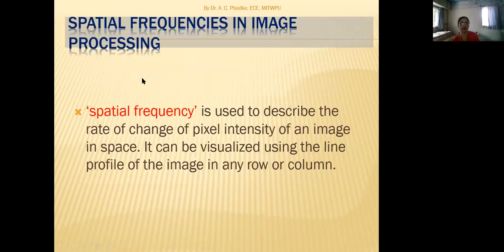Okay, now what is the meaning of spatial frequency or frequencies in case of images? We can define spatial frequency as used to describe the rate of change of pixel intensity of an image in space, and it can be visualized using the line profile or column profile of the image in any row or column. So basically, spatial frequency is the rate of change of pixel intensity values.